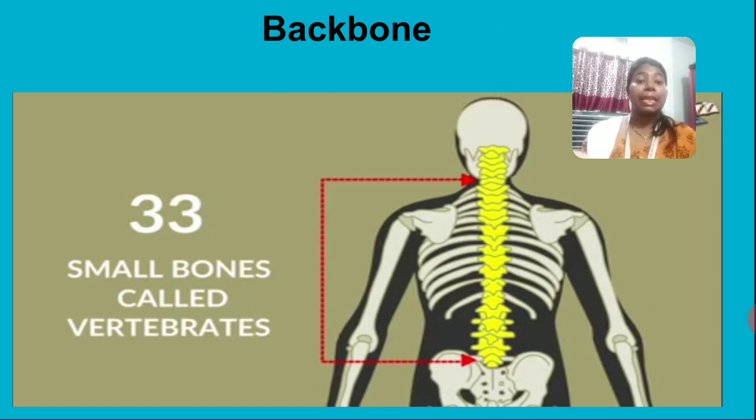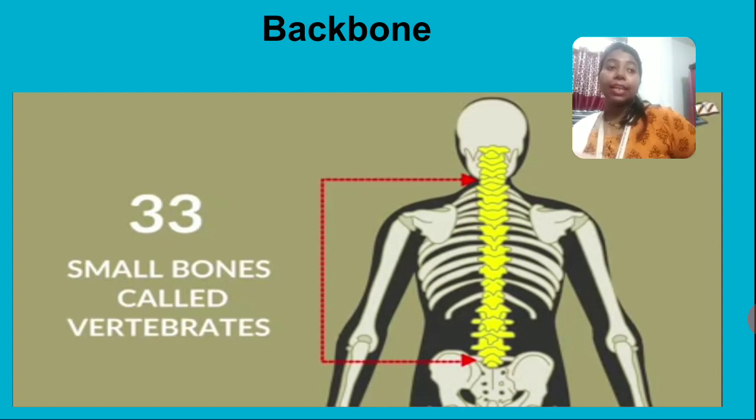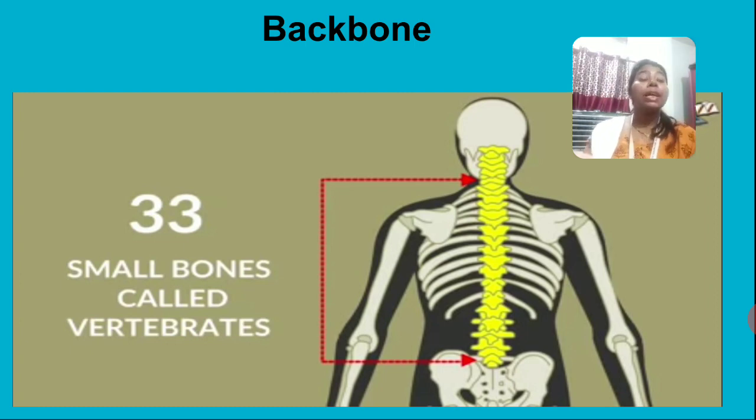Now children, see, there are 33 small bones, starting from here and ending at the last. It is called our backbone. It is a rod-like structure, and 33 small bones are joined in that long bone. Clear? That bone is called your backbone or vertebrae. Am I clear? So we have learned three parts.